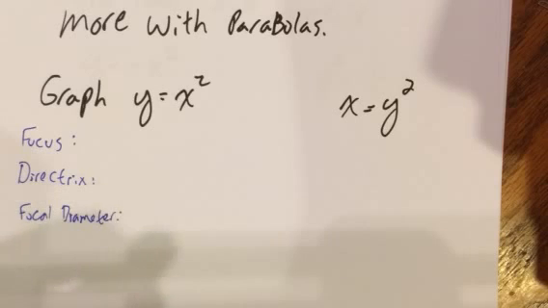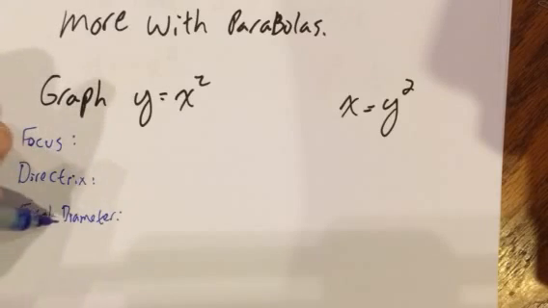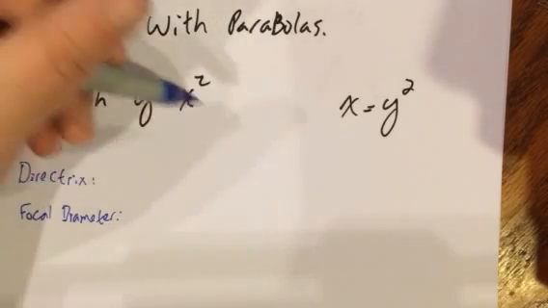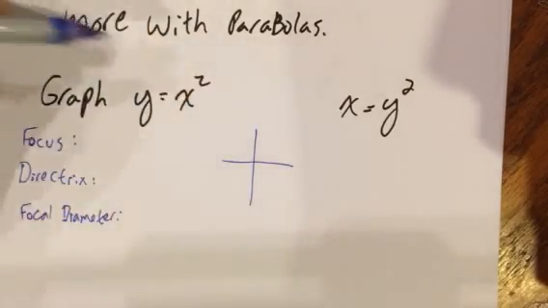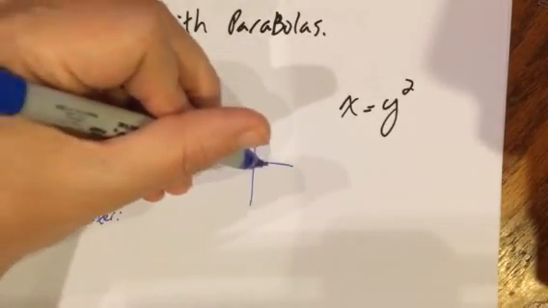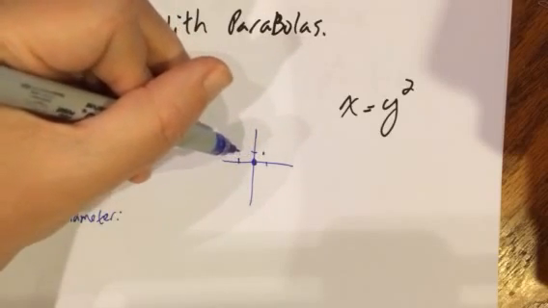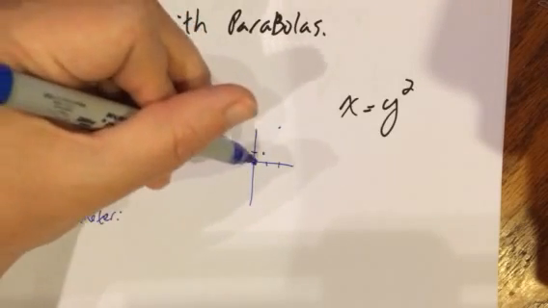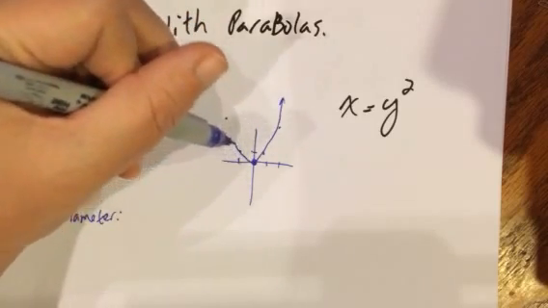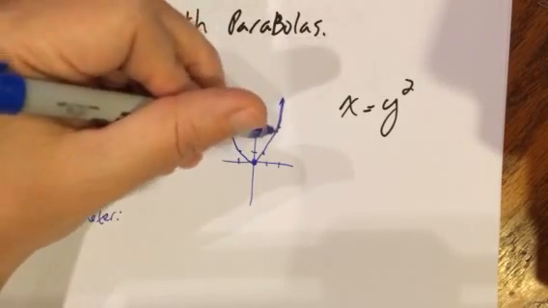But we want to go ahead and look at some new things. We're going to look at focus, directrix, and focal diameter. Let's graph one. So if we have y equals x squared, we're going to graph that, and hopefully we know this. It's going to be at 0, 0. We'll go through 1, 1. We'll go through 2, 4, and negative 2, 4. And it should look something like this.